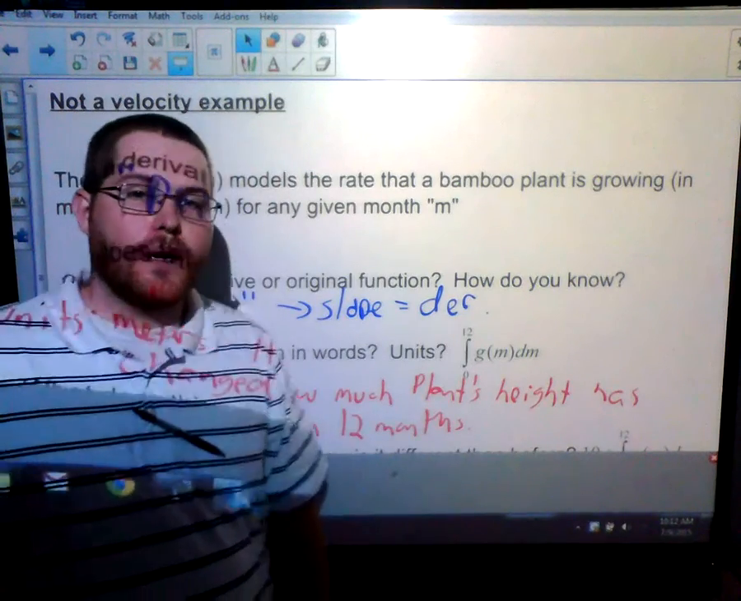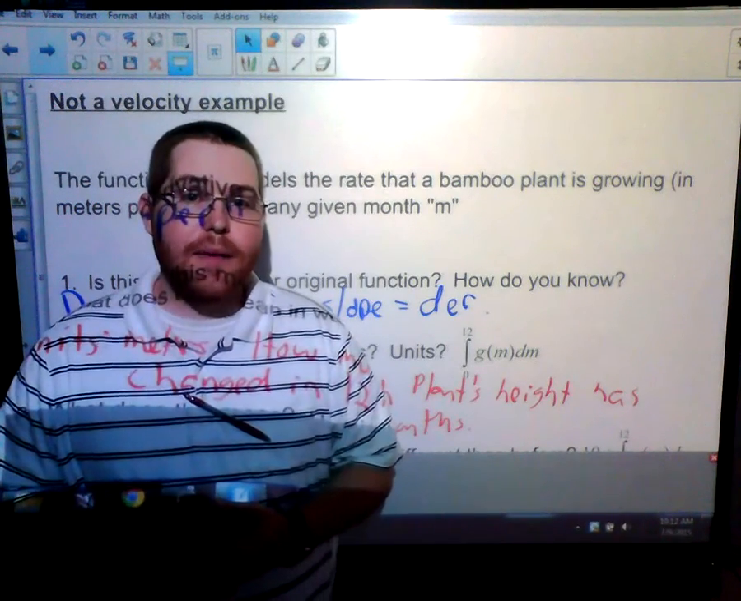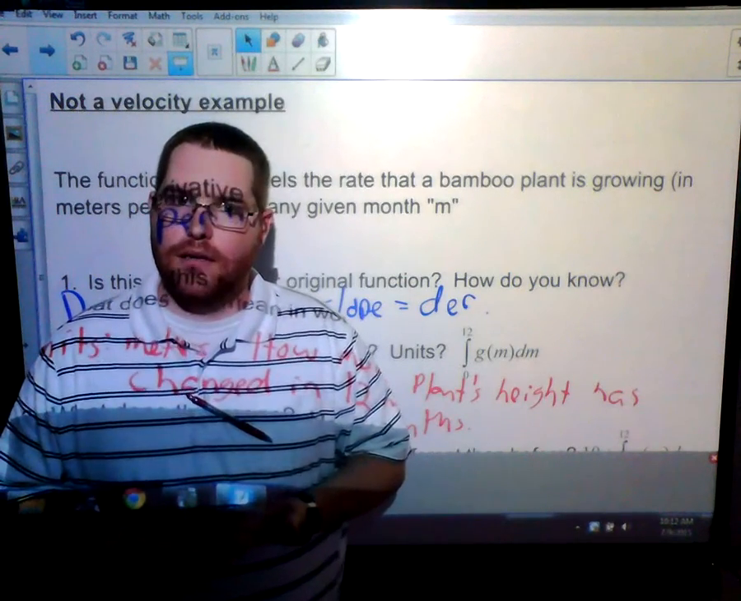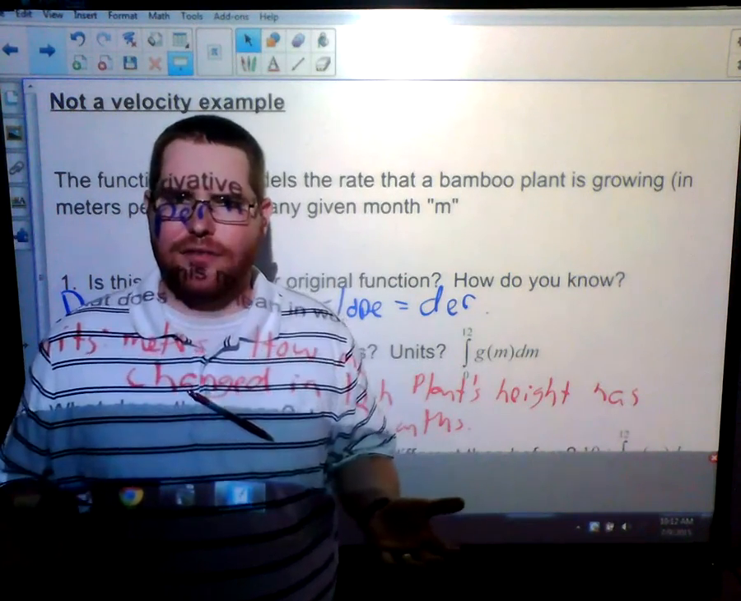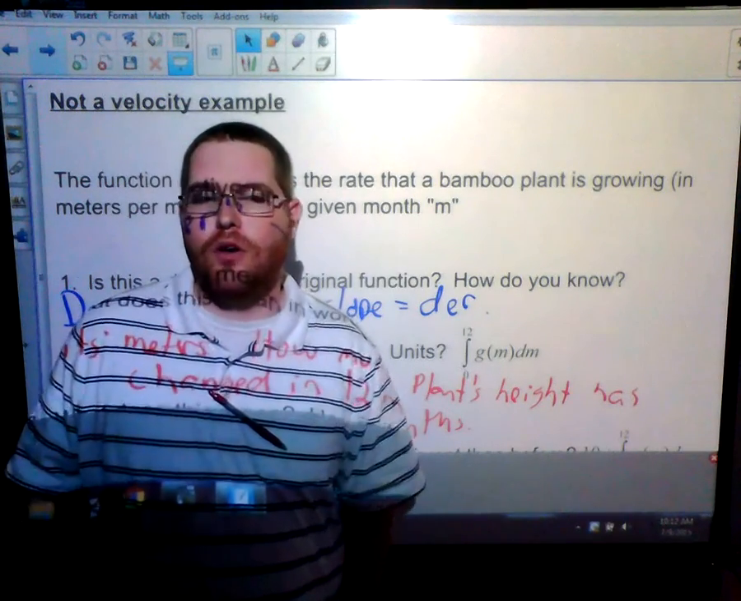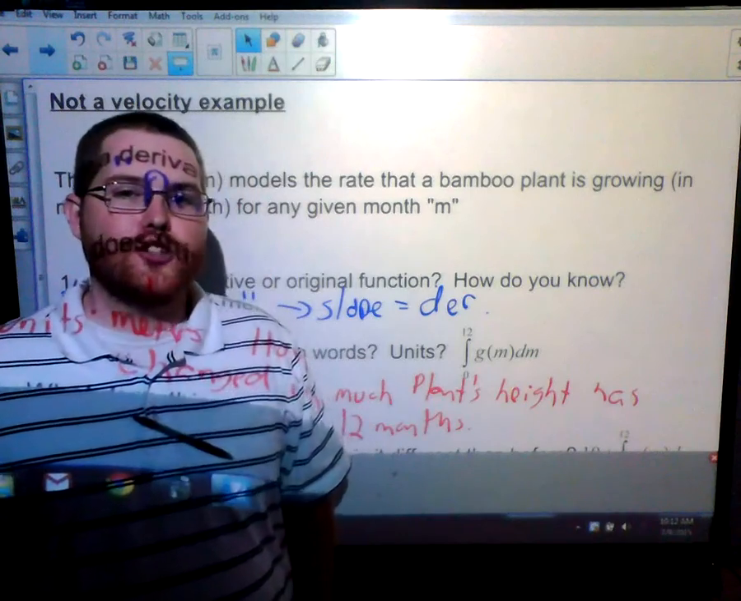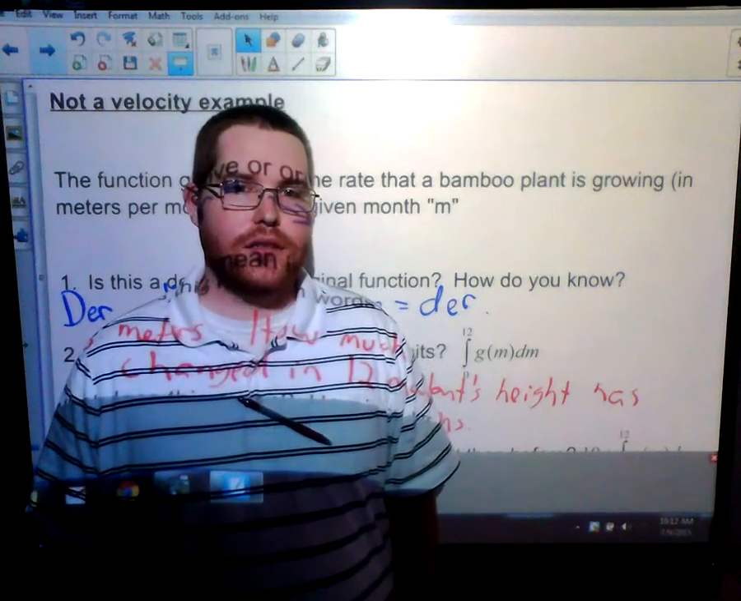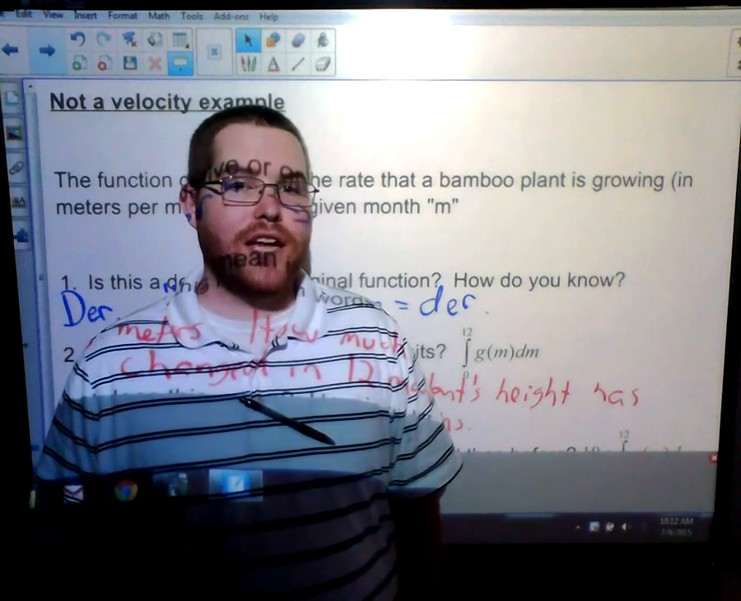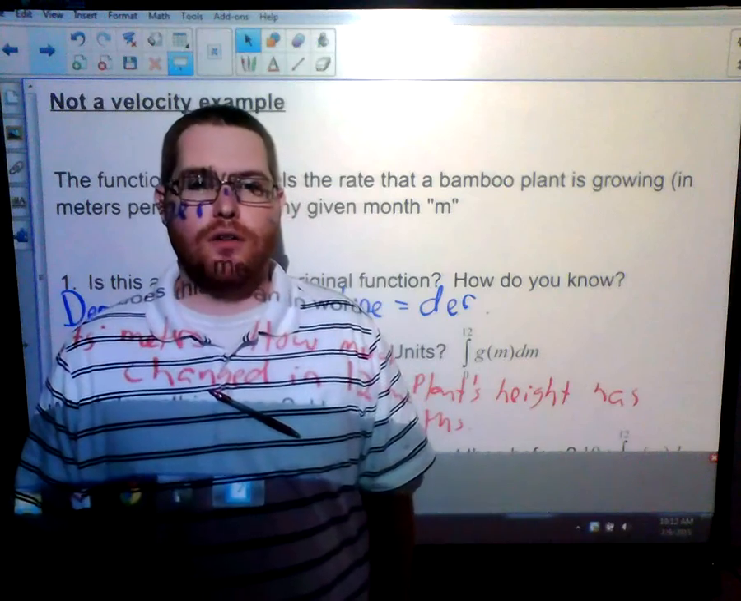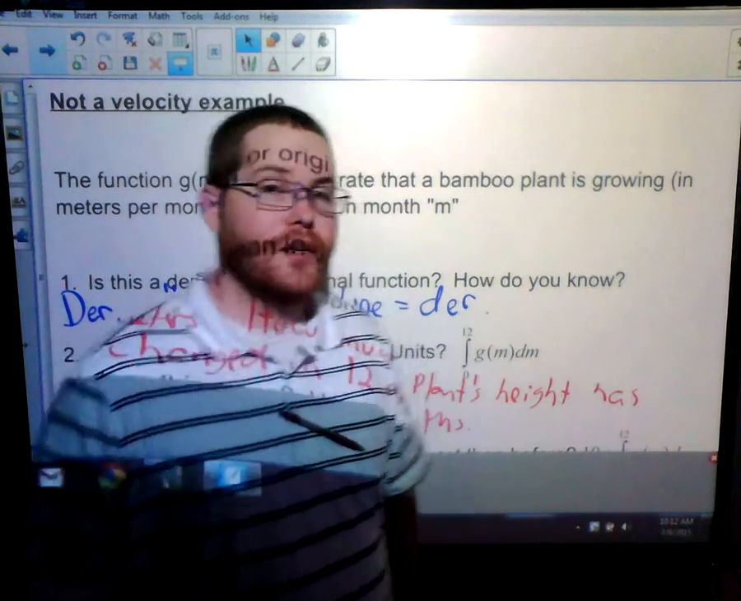Now let's stop and talk about that for a second. Does that mean how much the plant has grown total? Maybe. Can a plant grow negative? No, it can't. You can cut it negative, but it's not going to grow negative. So this one probably does mean total growth. Does this mean how tall the plant is? No. This is just how much it's grown in 12 months. What else do you need to know besides just how much it's grown? You need to know how tall it was to begin with.